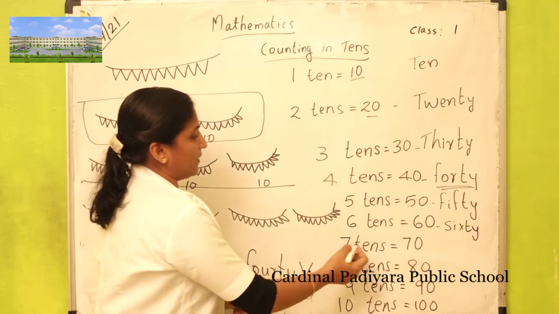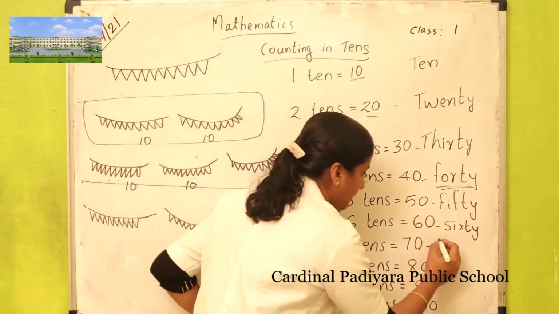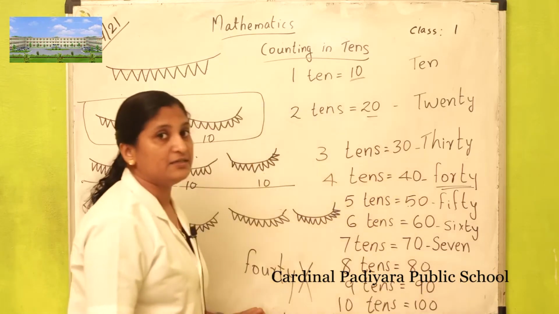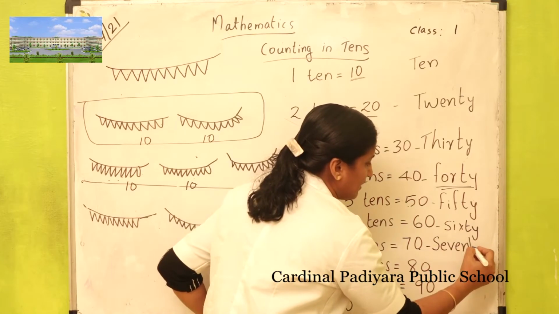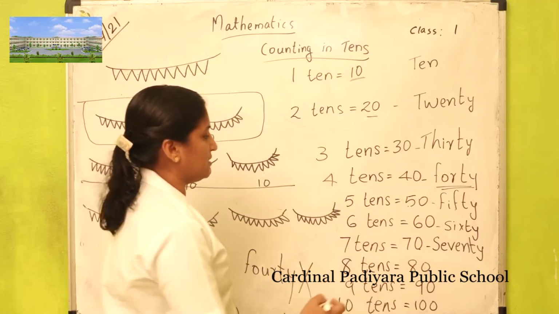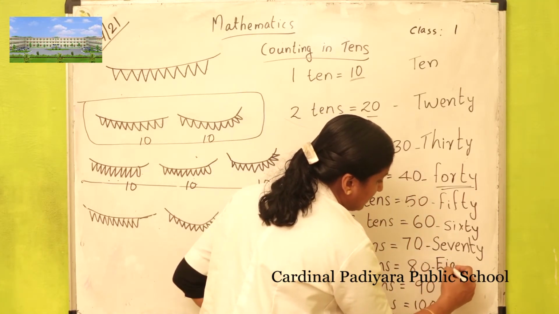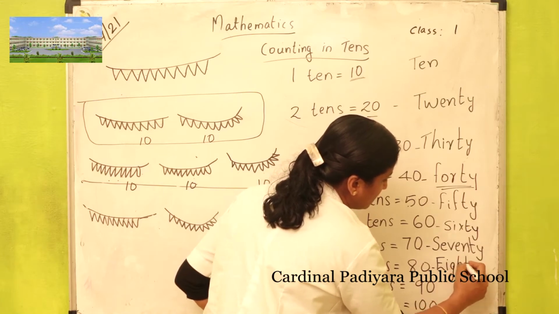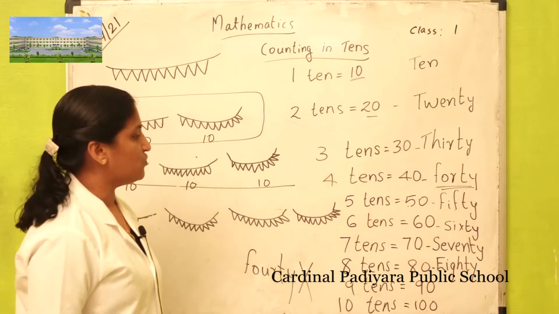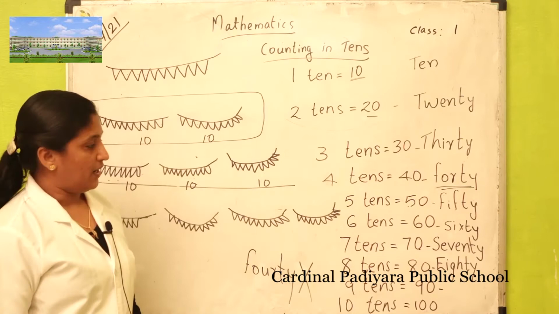Okay, then number name of 70. What is the number name of 70? Tell me, S-E-V-E-N, 7, then T-Y, 70. Okay, then 8 tens is 80. Number name of 80. What is the number name of 8? E-I-G-H-T. 8, then T-Y, 80. 8, E-I-G-H-T-Y.